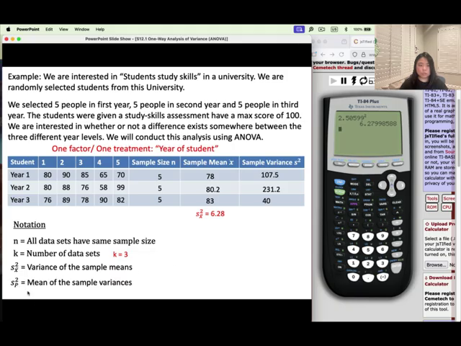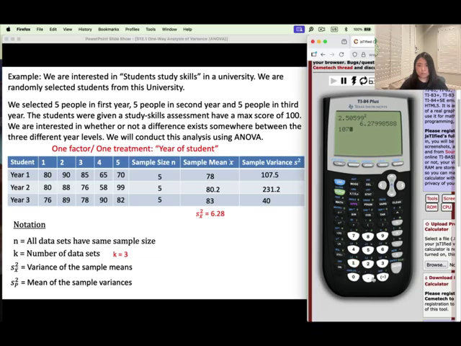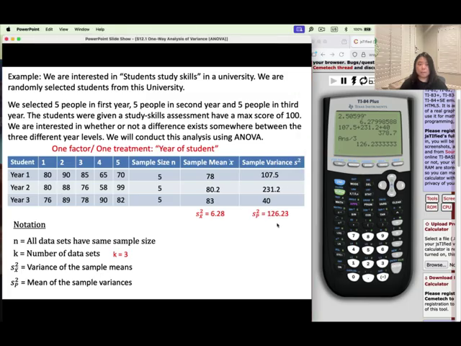And then one more notation, mean of the sample variance. So this is my sample variance and I want to find out the mean. So since we only have 3 numbers, I would just add it up together and then divide it by 3, just like how you find the sample mean. So add up these 3 numbers. All right, divided by 3. So you're gonna get 126.23. This is gonna be mean of the sample variance. Okay, mean of the sample variance.